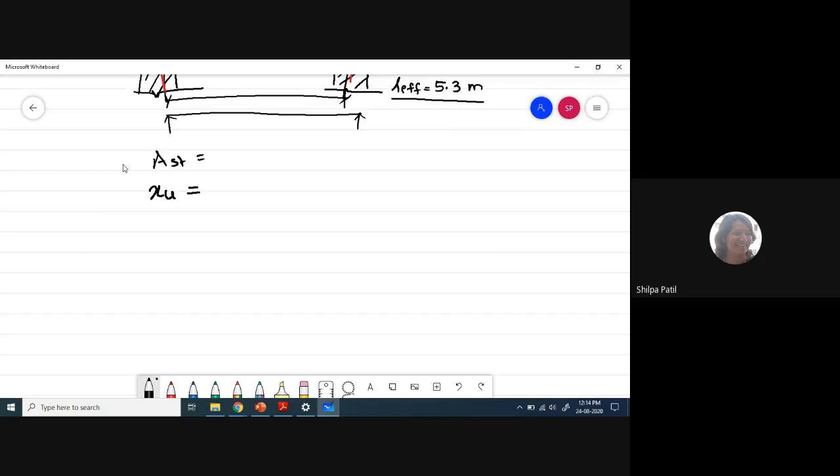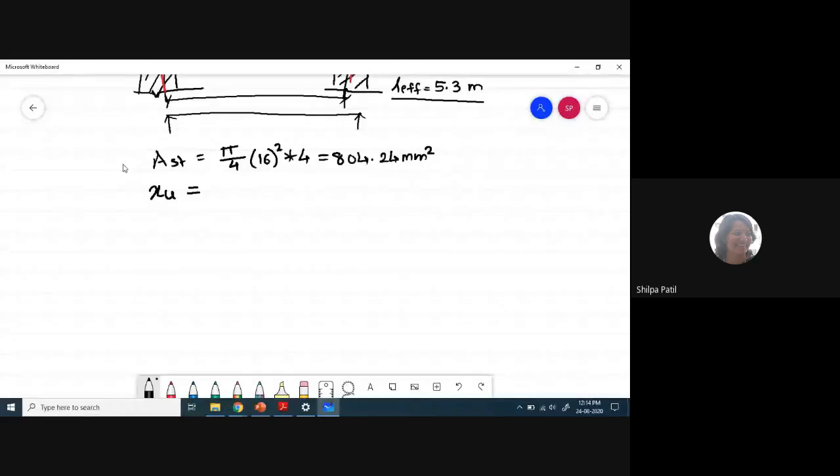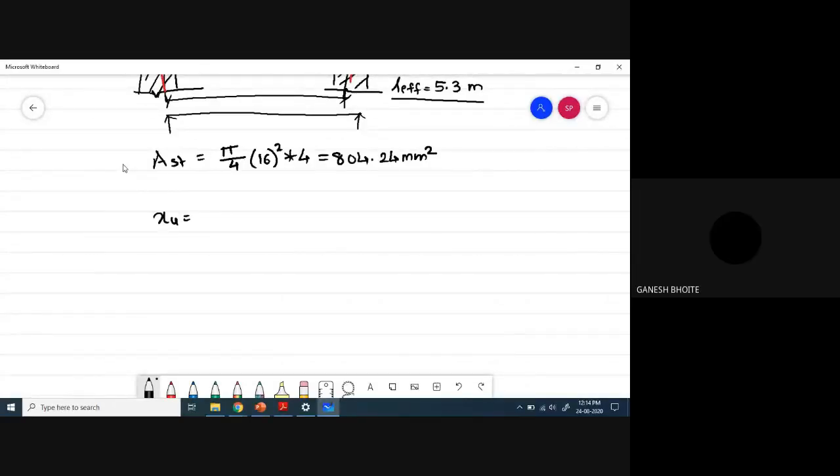So there are 4 bars of 16 mm diameter. So pi by 4 into d square multiplied by 4 bars. Tell me the value. 804.24 mm square. Correct. Now find out XU. 134.43 mm. Everybody is getting the same value? Yes, ma'am.